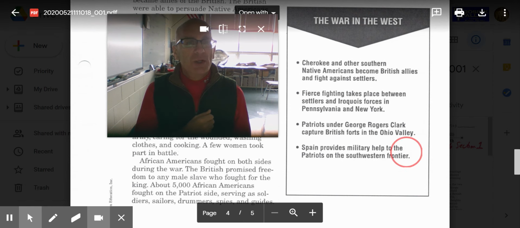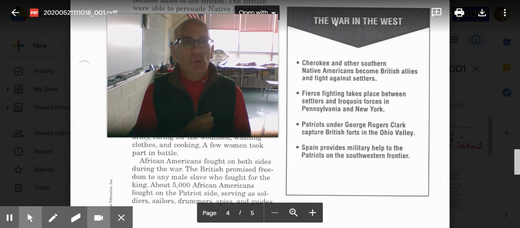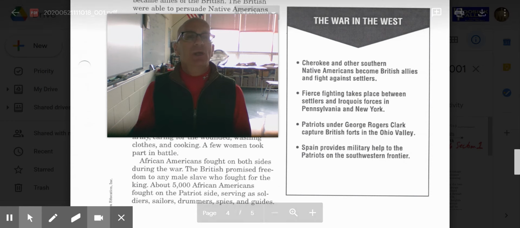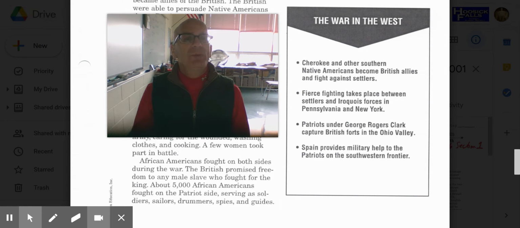Taking a look at our chart in this section, it's titled The War in the West. Let's look at some of the things that were happening in the West in the American Revolution. Cherokee and other Southern Native Americans would become British allies and fight against settlers. We mentioned this in the reading. Cherokees and other Native American groups would become British allies and fight against the settlers.